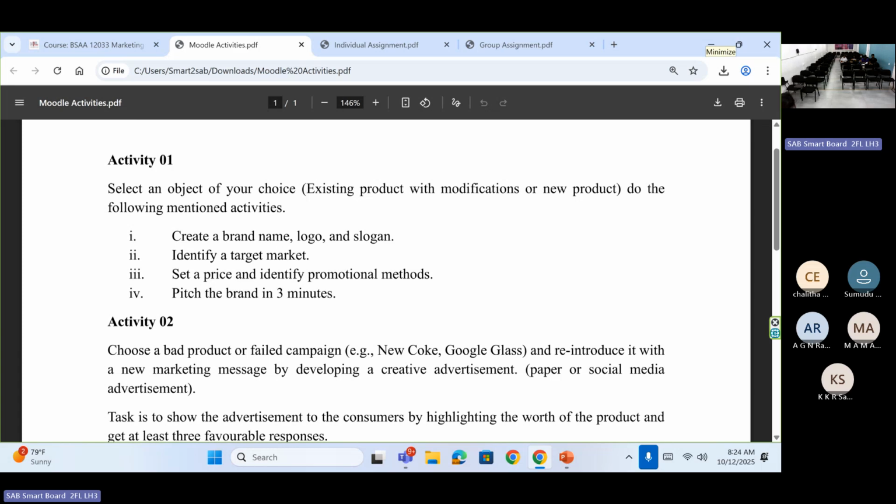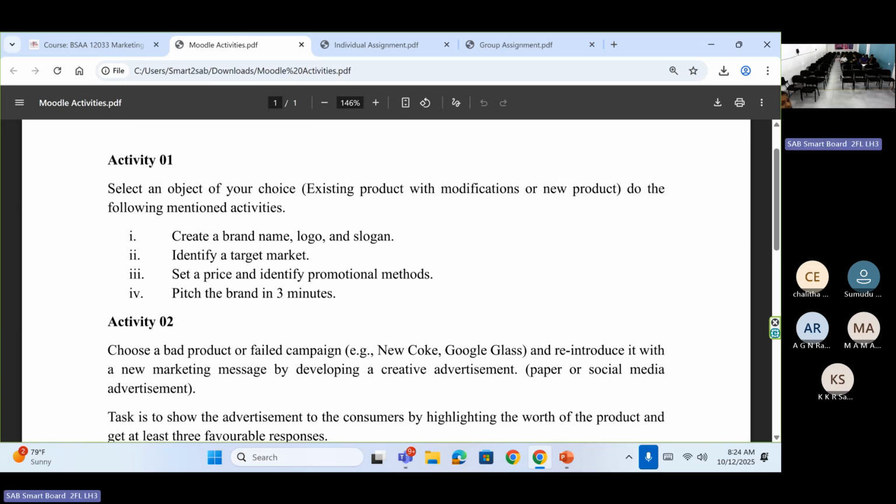So is it clear about these 3 activities? In the first one, you have to select an existing product and introduce it with modifications, or else you can think about a new product or service. Then prepare these things and pitch it to the class.